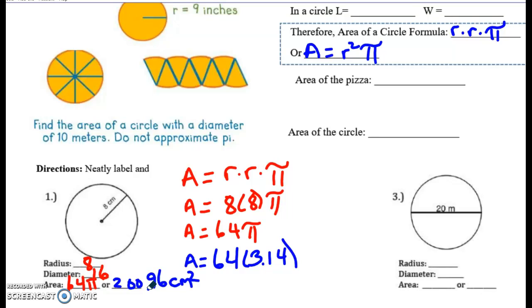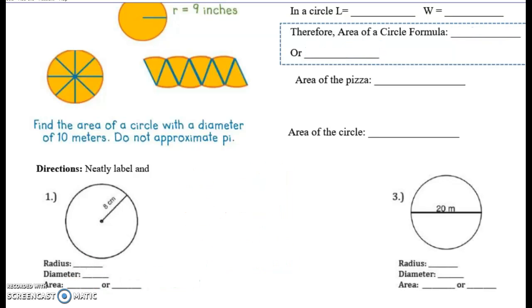Now let's try example 3. This time it tells us that the diameter is 20. I know that's the diameter because it takes up the full length of the circle. So if the diameter is 20, to find the radius, I just need to divide it in half. The radius is 10. Now I have the information that I need to calculate the area of the circle.